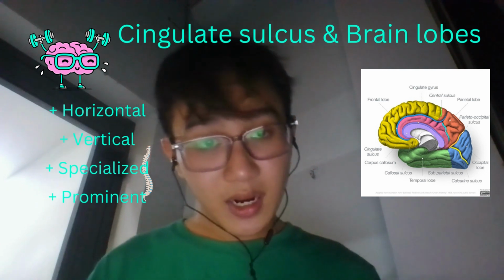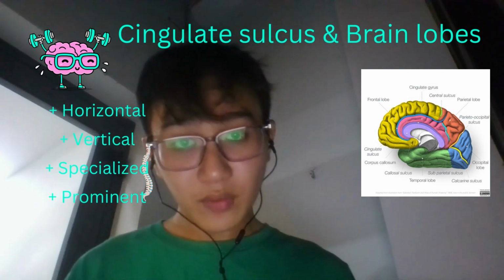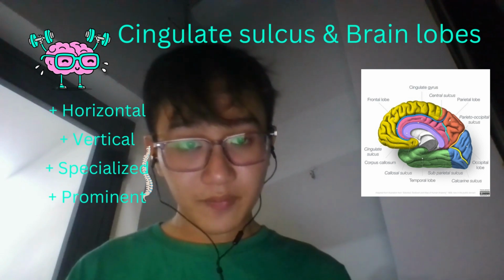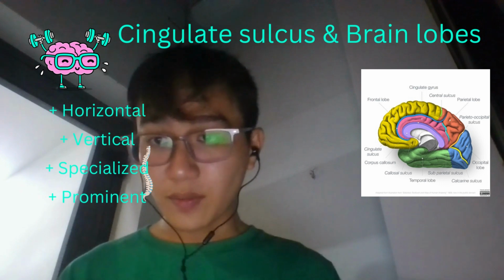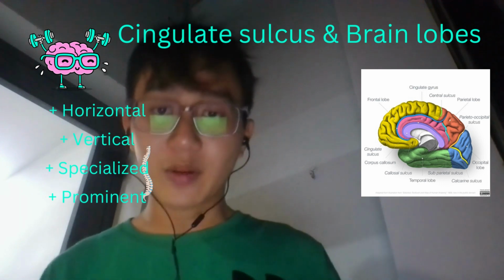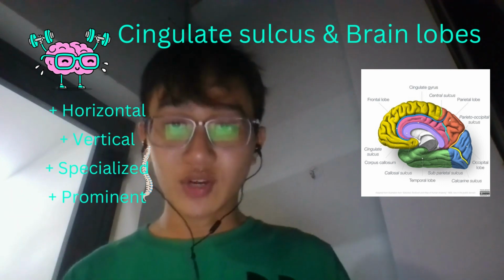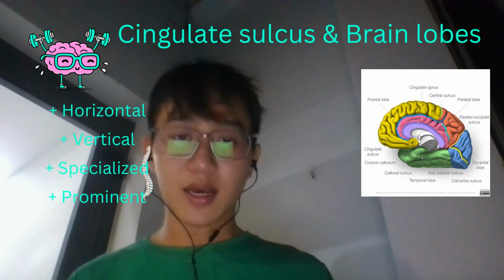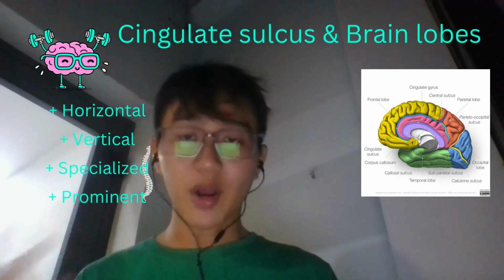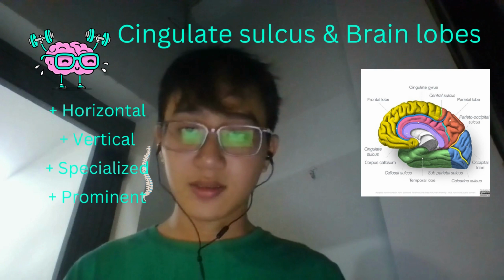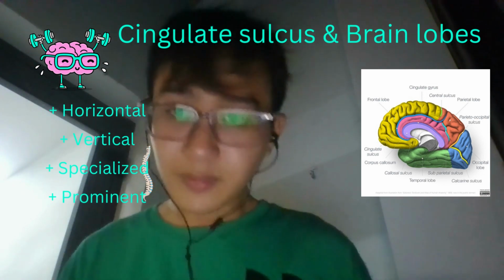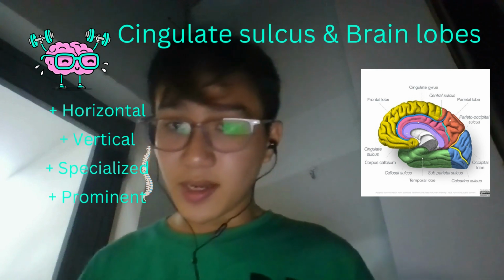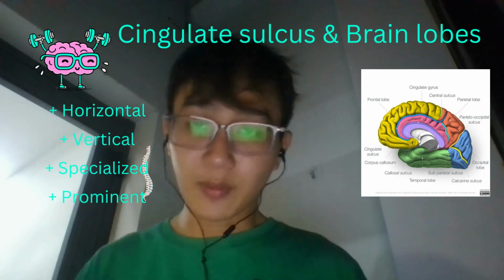We can see here the frontal lobe. Where is the frontal lobe? Okay, the frontal lobe and parietal lobe are separate from the cingulate gyrus. Gyrus means like the prominent part, the ridge, and the rest of the brain.